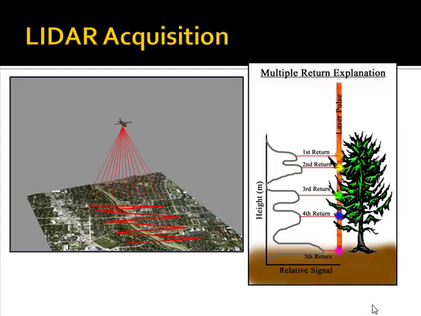LIDAR is an active sensor that's really gaining popularity these days. LIDAR is fascinating in that it generates multiple returns. That is, a laser pulse is emitted by an aircraft, it can strike the top of a tree, and that signal is returned, but you can also see that you get second, third, fourth, and fifth returns. The power of LIDAR is that it actually allows you to measure the height of features.